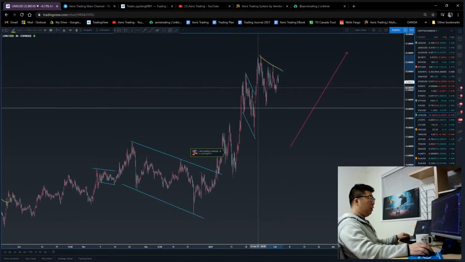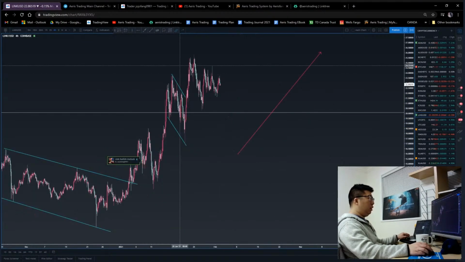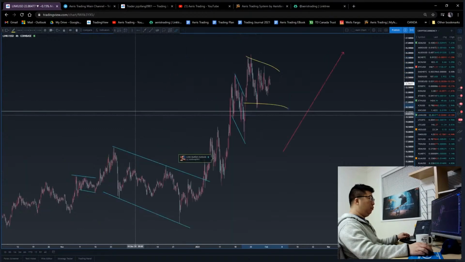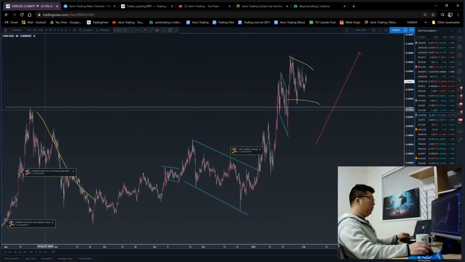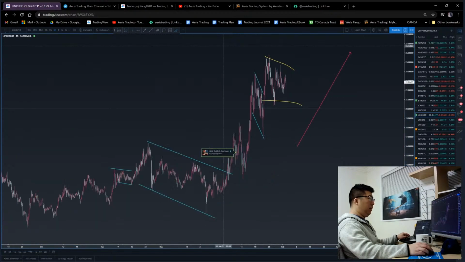So continuation, right? Look for continuation. This is classified as a continuation. But this looks more like we broke above this completely. And looking for a continuation here would be nice. Looks like we're stalling here. Look for a little bit more consolidation, a little bit more corrective, and look for the next upside move.